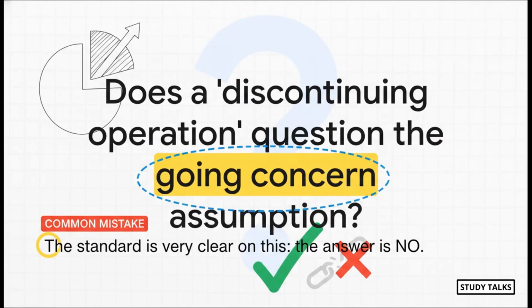All right, before we wrap up, let me leave you with one final thought, something to really connect the dots. We've established that discontinuing a major operation is a big deal, right? It needs tons of disclosure. But think about this. Does classifying something as discontinuing automatically cast doubt on the company's ability to be a going concern? Or could it actually be a sign of strength? A company cutting off a weak part of the business to become healthier overall?